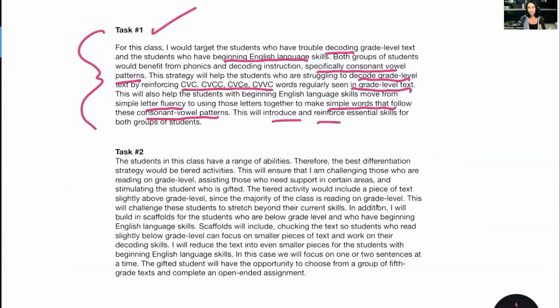That makes sense, right? Tiered. It can be really hard for those who are above grade level. It can be kind of on level for those who are on level. And then it can be scaffolded for those who need more support. So let me show you what I did with task number 2.